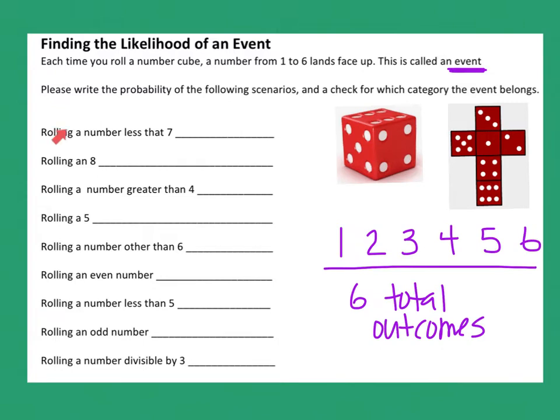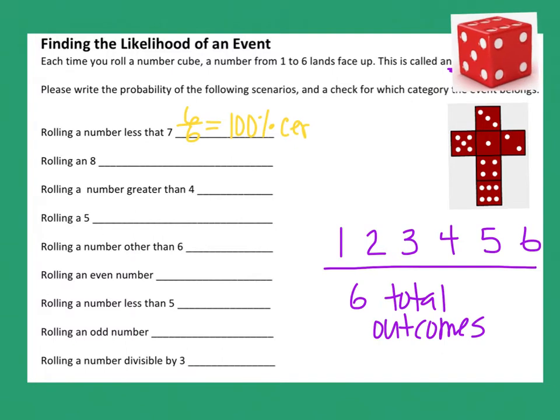So the first question says we want to roll a number less than 7. When you look in this list, how many of these numbers are less than 7? Well, they all are. So that would be 6 out of 6 that I could put down. That would be 100% chance. Or you could also use the word certain. And I'm going to move my number cube so I can have room to write. Okay, I can either do a fraction, I can do a percent, or I can use a word.